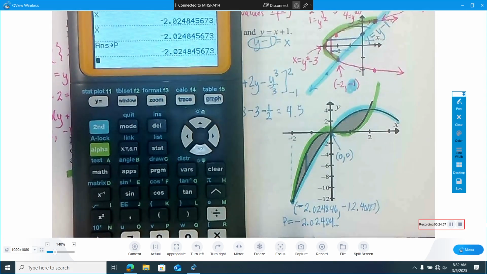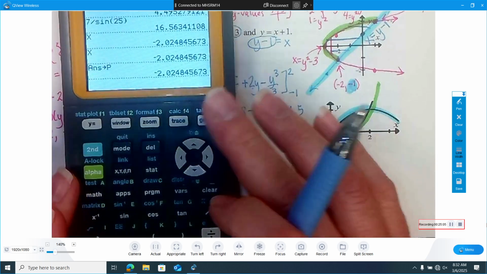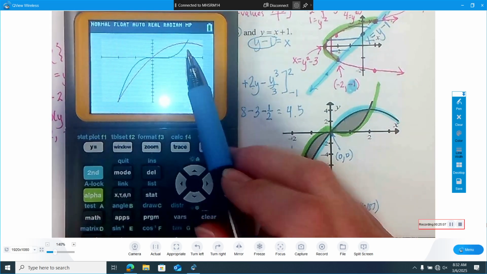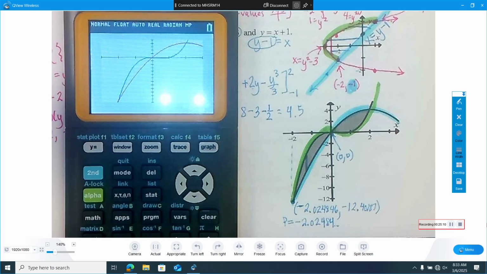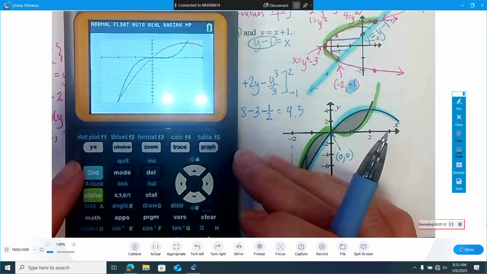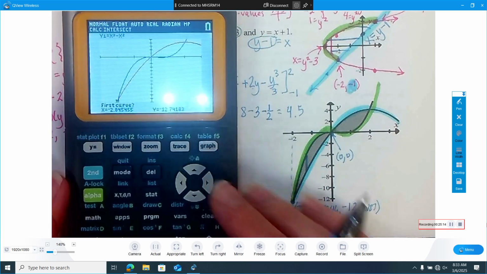So I wrote that down. An AP reader would read that and recognize that I'm using P to represent that value. Now, the reason I did that is because when I go to graph and find the other intersection, it's going to store over that previous X value. And so I'm going to go again and calculate the intersection.